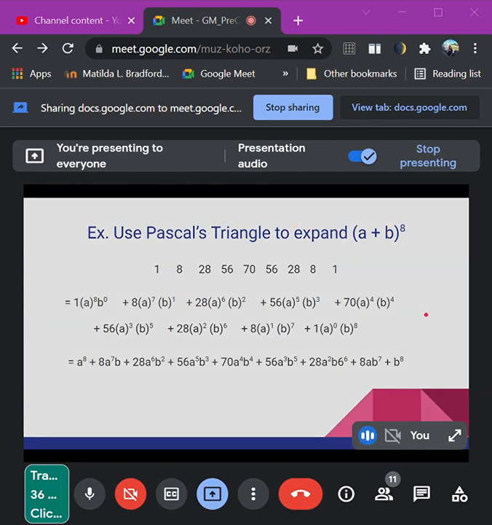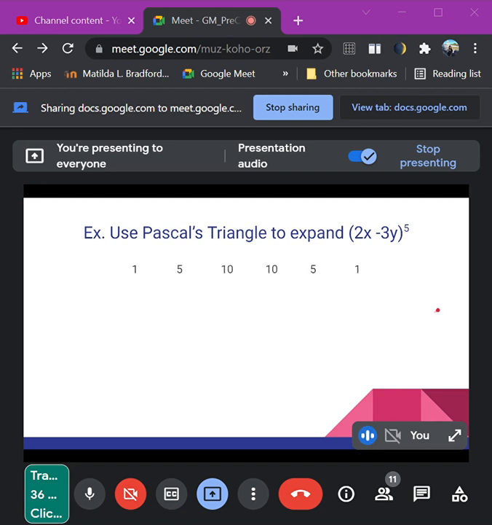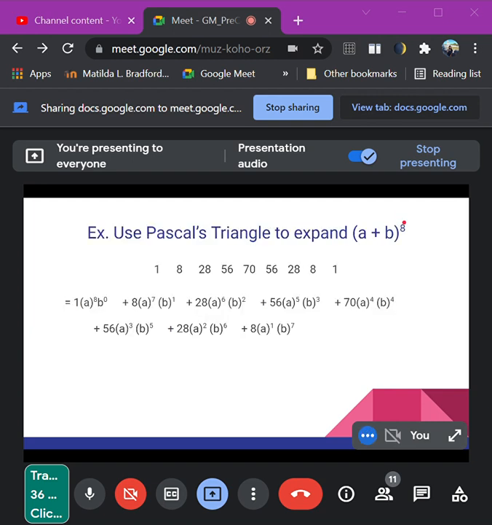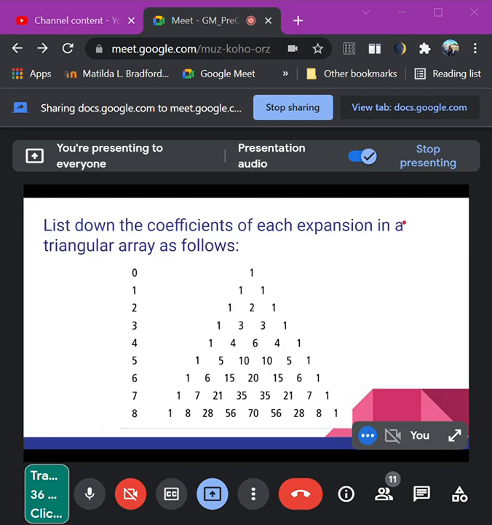Okay, so I will proceed to the next example. Here we are going to use the Pascal's triangle to expand our 2x minus 3y raised to the power of 5. Here we need the coefficients of the given binomial, so we go back to the Pascal's triangle to see its coefficients for the power of 5.